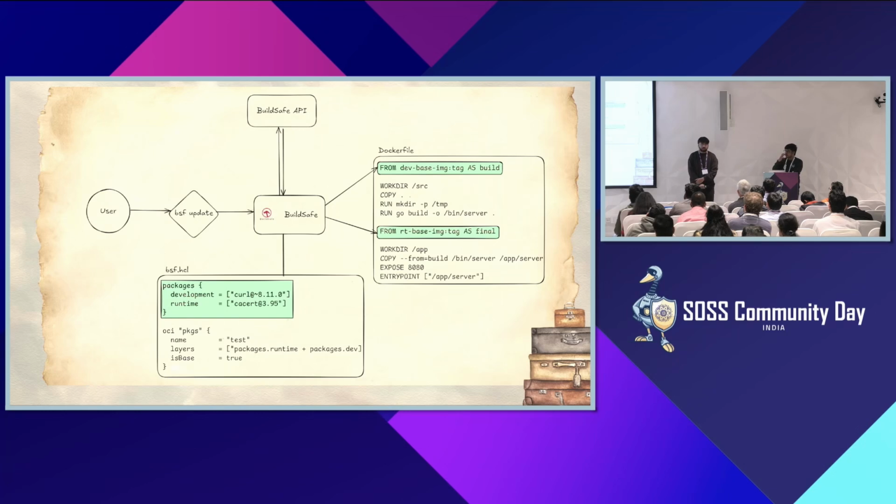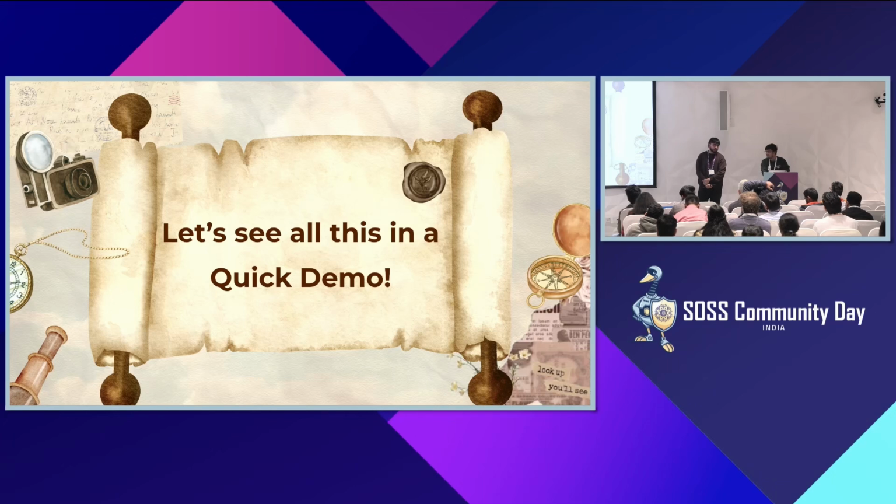This is what an ideal workflow will look like, where the user registers their repo to BuildSafe, and then we run a BSF update, which will have, at the bottom, this declarative file where we have the dependencies. Once updates are done on these packages, we generate a base image, and this base image can then be used in a pipeline, and this will keep updating. So I'll just show a practical example.